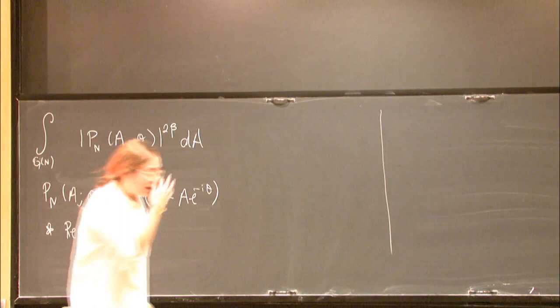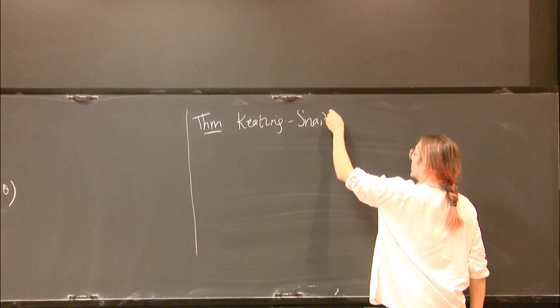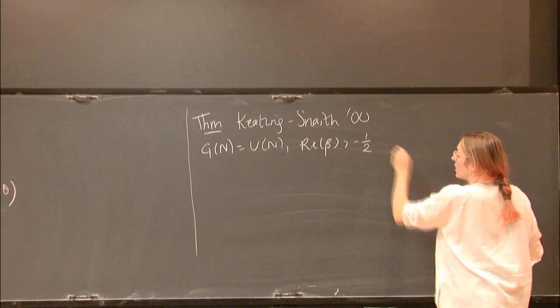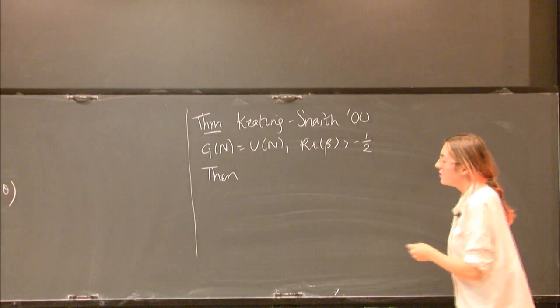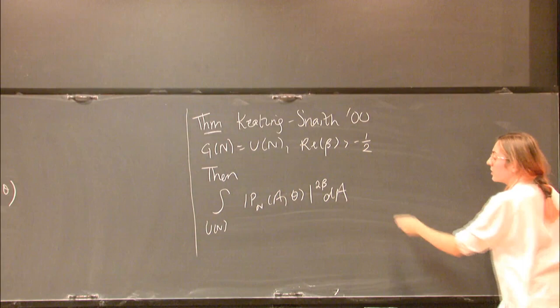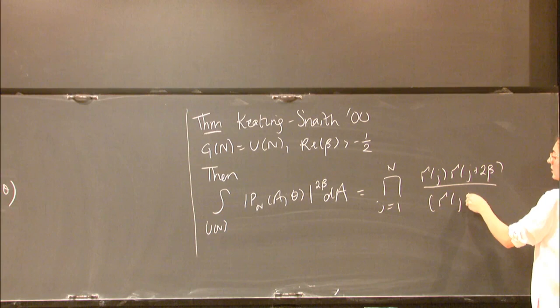Firstly, for unitary, so that's how I'll state it. So Keating and Snaith: let's take the unitary matrices, and their result extends to all complex beta away from where I said the problem should be integrable, and they have a complete closed form. So for finite N, the 2 beta moment of the characteristic polynomial has the following finite closed form. This is the gamma function here.